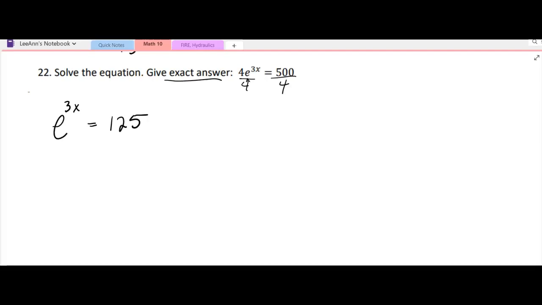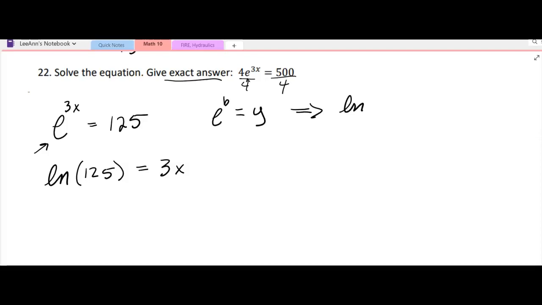Okay, now where is the variable? It's up in the exponent. The x is in the exponent. Okay, so the base is e, so it's best to use a natural log here. So natural log of 125 equals 3x. So this comes from e to some power equaling y. You can change that into natural log of y equals b.